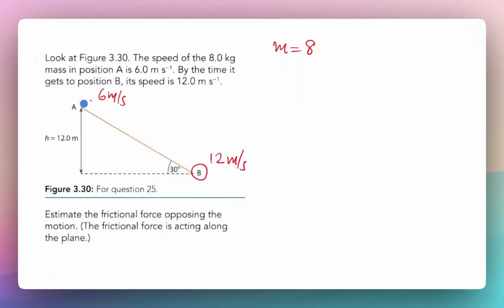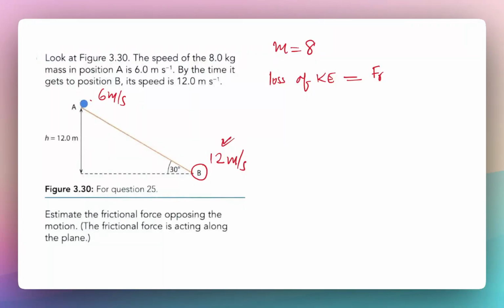So now what's happening here is that the mass starts with 6 meters per second, and if it reaches B, what should be the speed if there is no friction? That's what we'll calculate first. And if that speed is going to be more than 12 meters per second, we know that the friction has eaten into the kinetic energy, or friction has reduced the kinetic energy. So the loss of kinetic energy is going to be equal to the work done by the friction, right? So the friction force and the work done.